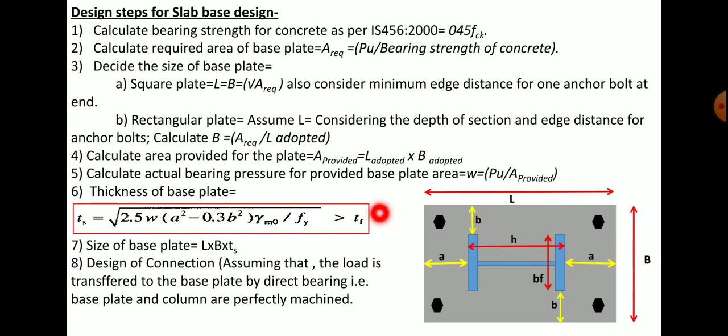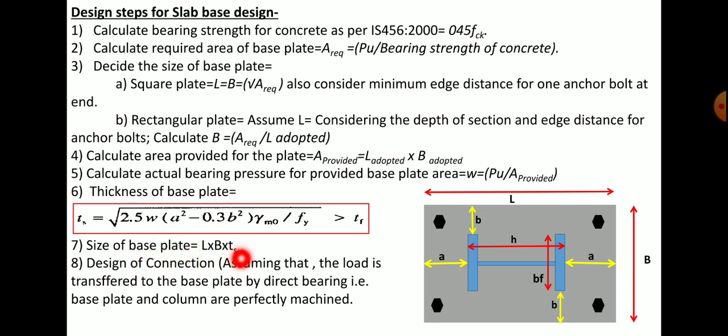Now after calculating A value and B value, you initially check which is your greater value. Always the greater value is to be considered initially, minus 0.3 B square, into partial safety factor divided by yield strength Fy equal to 250, and again the minimum requirement is that the value should be greater than your thickness of flange. Suppose the calculated thickness of base plate is less than thickness of flange, in that case the minimum value adopted should be thickness of flange.